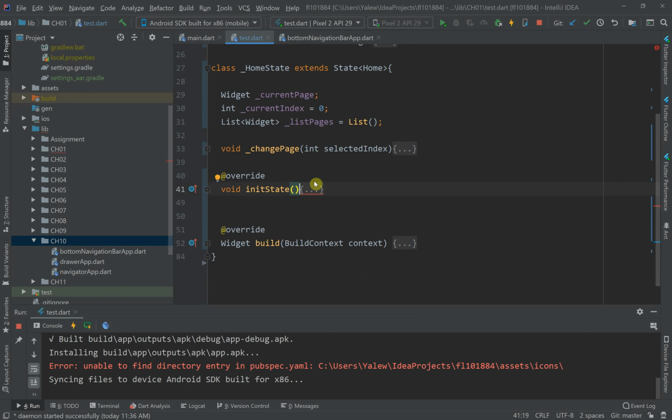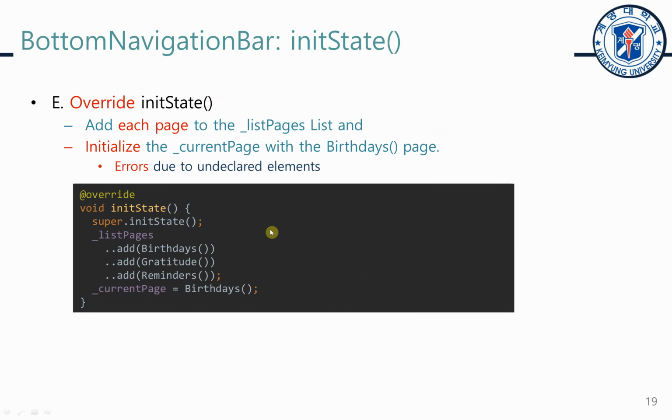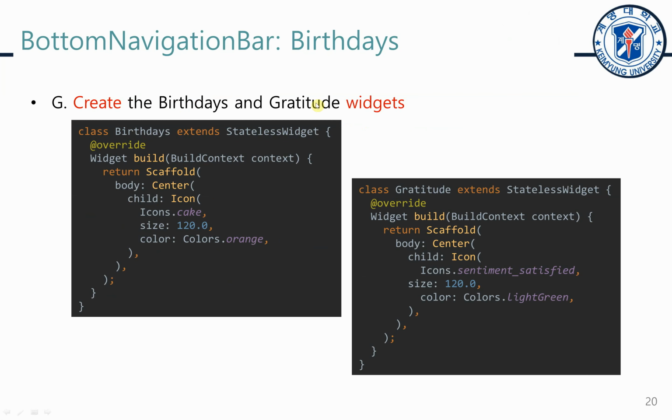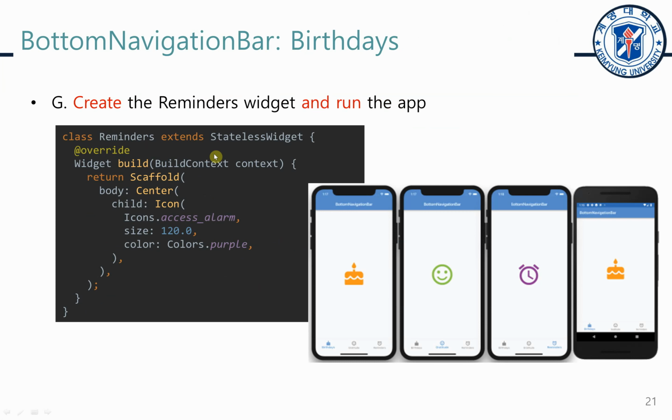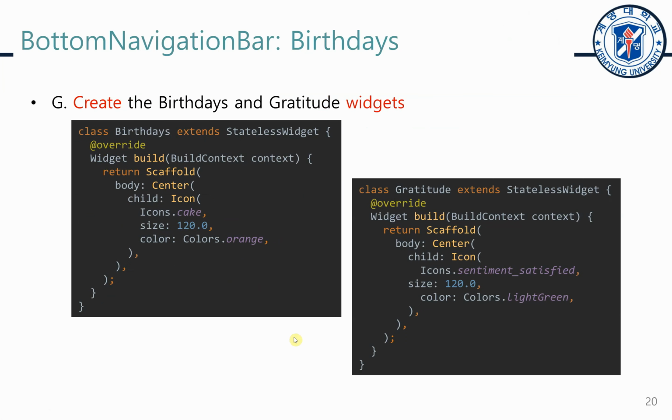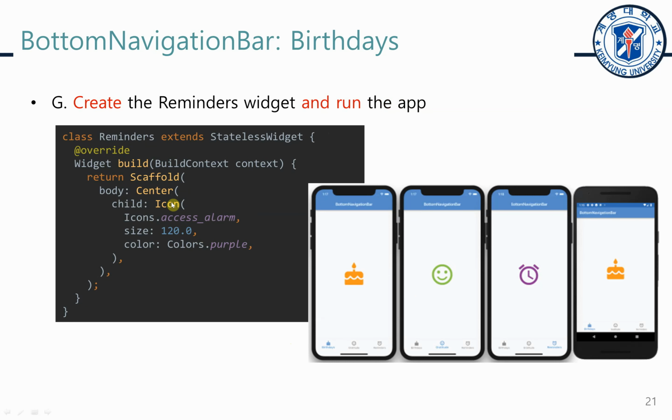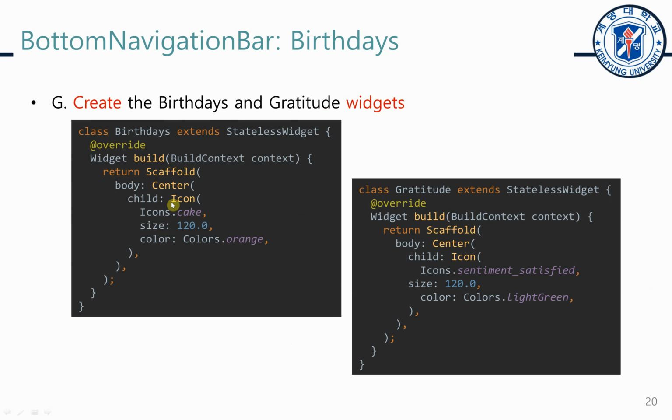So let's go ahead and look at how we can create this birthdays, gratitude page, and the reminders page. And our final goal is actually to create something similar to this. Okay, so for the birthdays page, we just create a stateless widget that shows an icon and the icon size and everything. The same thing for the gratitude, and the same thing for the reminders. So we can easily create one and copy paste it.